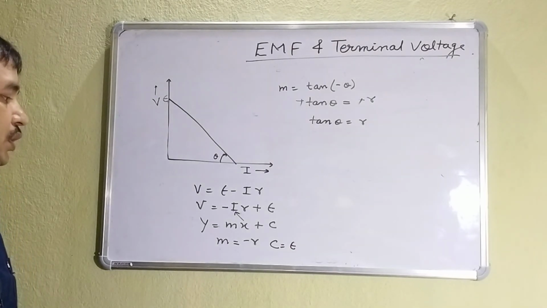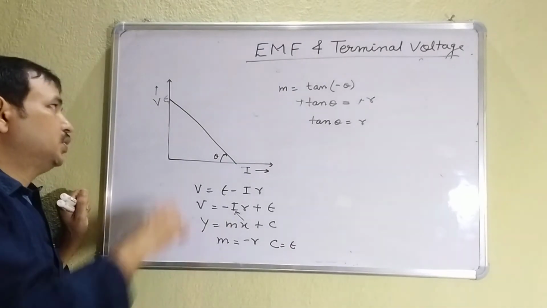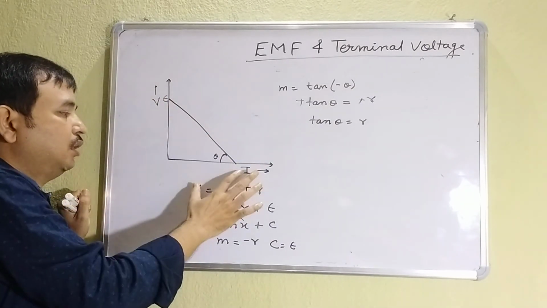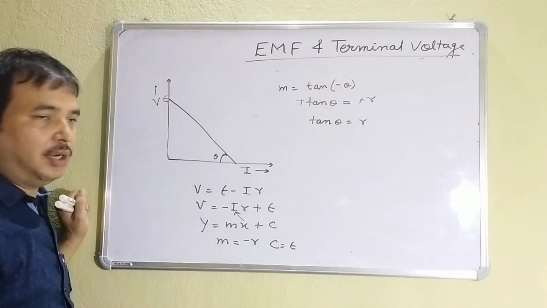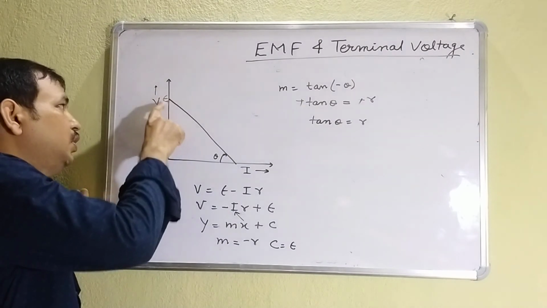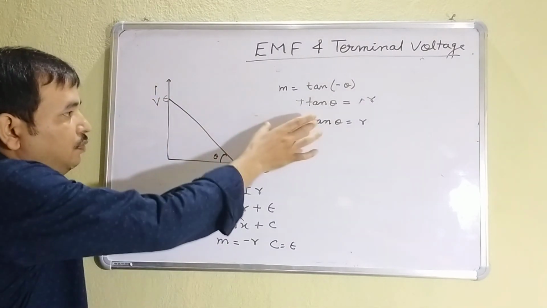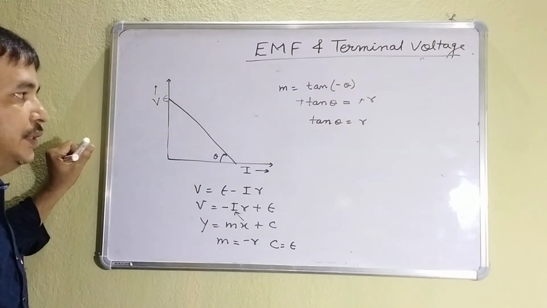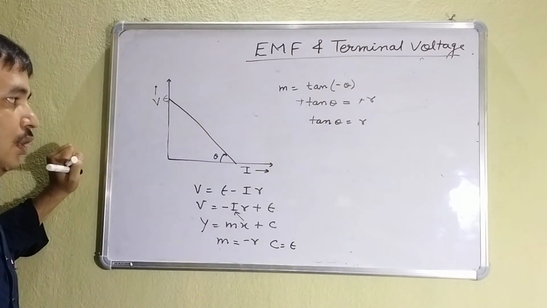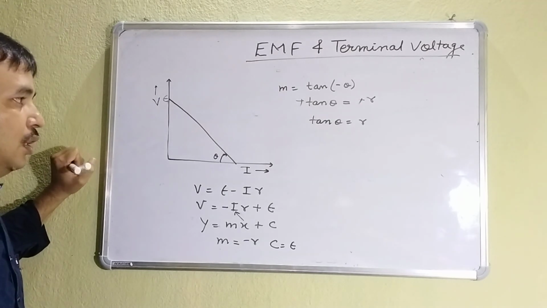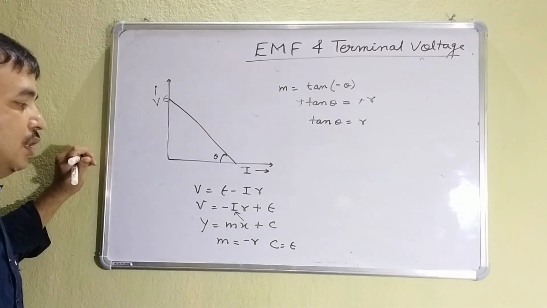Generally the question is asked on this only. Some values will be given to you and it will be told this is the graph between terminal voltage and current. This value will give you the EMF, and tan theta, this by this, will give you the internal resistance. I will send you the questions which have been asked in the board exam in previous years, and that will help you to solve this.